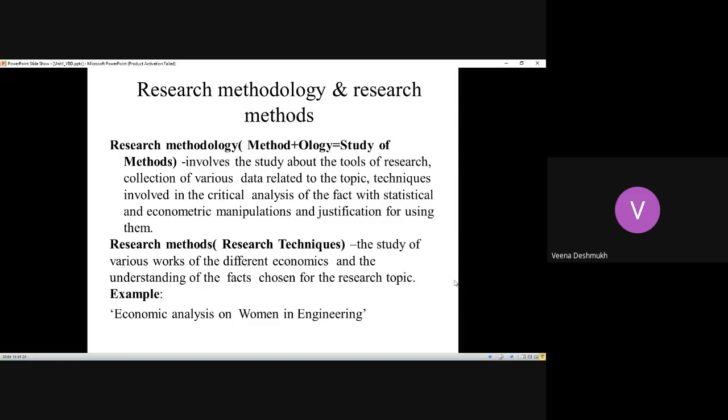technique. So in the critical analysis, various techniques involved are also studied, plus analysis of the fact with statistical and econometric manipulations and justification for using them. Now, what the meaning of manipulations is here, is when you collect, especially the primary data. Suppose I take up a study for say 50 students, and out of the 50 students, when I conduct a survey, few of them don't answer all the questions.